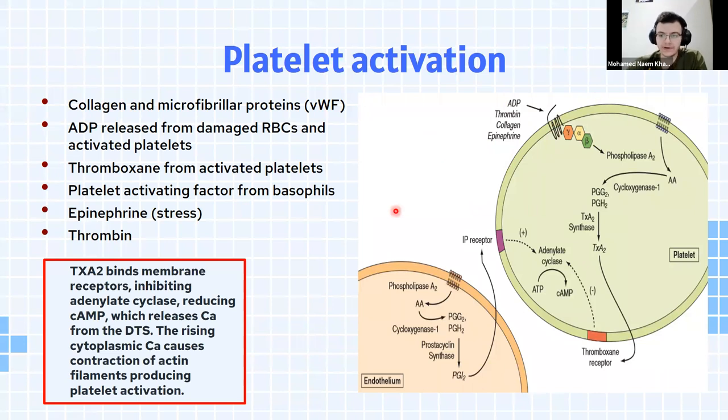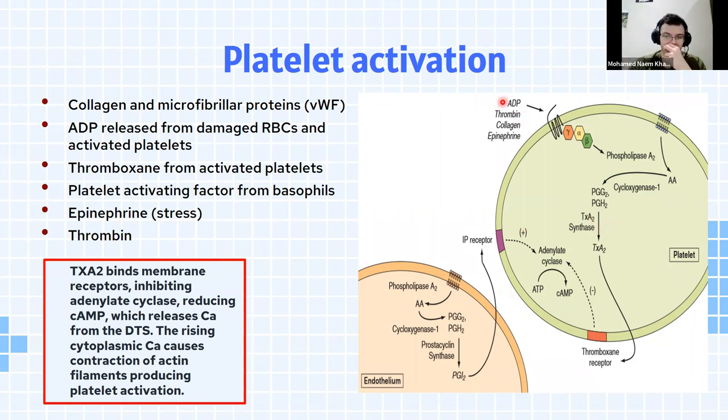So what happens here, you have phospholipase A. Phospholipase A goes through a whole pathway, tamam? And what does that produce? It produces thromboxane. Remember when we talked about thromboxane? We said that thromboxane is basically the exact opposite of nitric oxide. It has to do with aggregation, exactly the opposite of NO. It has to do with vasoconstriction.